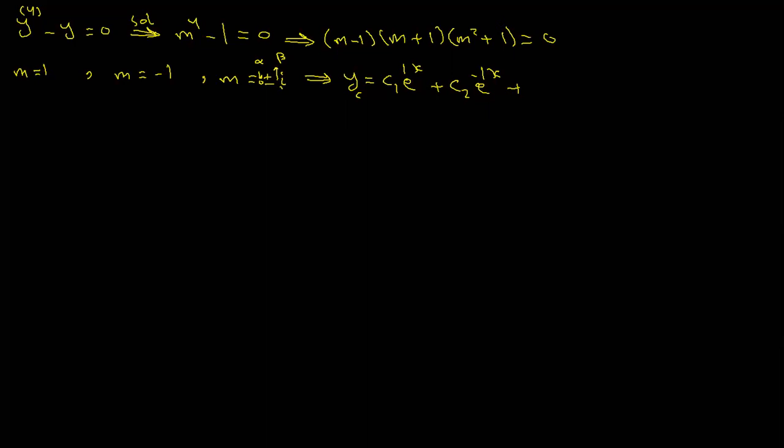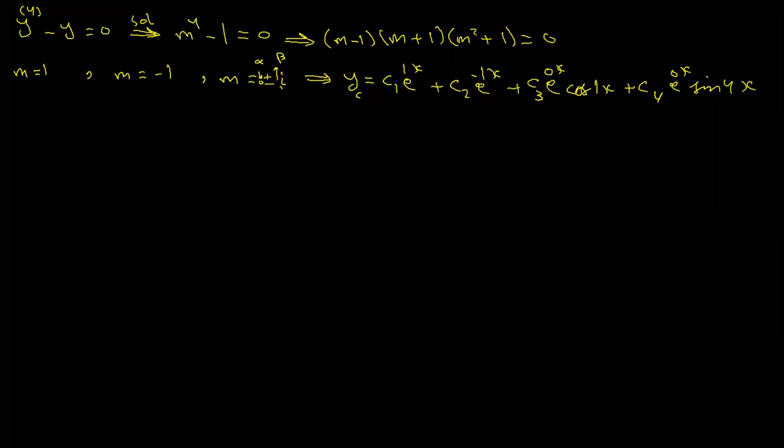Yes. It will be C3. Yes, e to the power 0x. Continue, Rahma. Cosine x. Cosine 1x, great. Or cosine x, you are right. Cosine x plus C4. Yes, thank you, Rahma. E to the 0x sine x. This is the complementary solution of my differential equation.